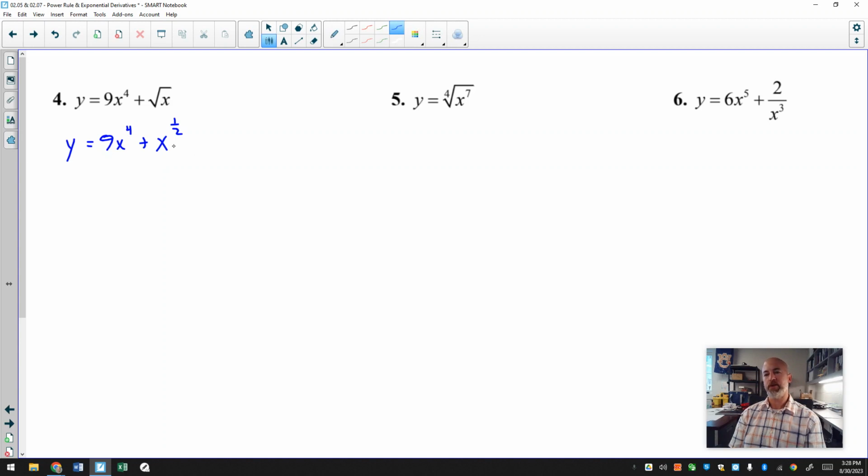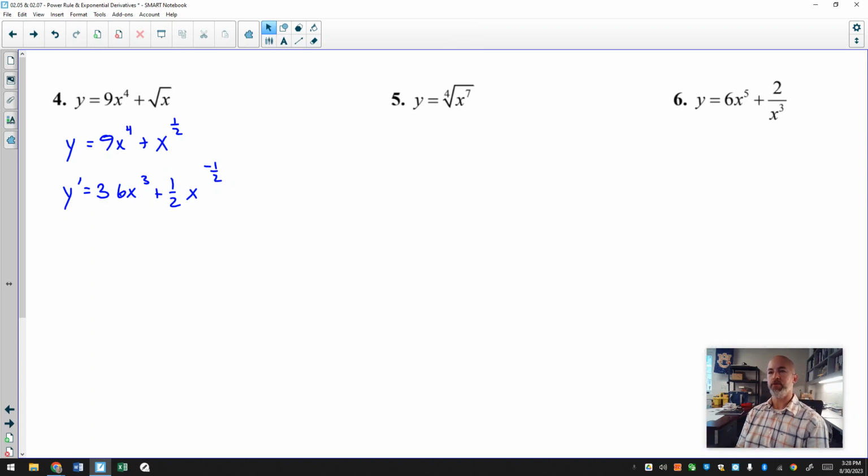So my function is now rewritten as that, and y prime ends up being 36. 4 times 9 is 36. X, 4 minus 1 is 3. Move on to the x to the 1/2. 1/2 times the no coefficient written, so that's a 1. 1 times 1/2 is 1/2. 1/2 minus 1 is negative 1/2. And technically, you have accomplished the calculus. That is the derivative of x to the 1/2. 1/2 x to the negative 1/2.